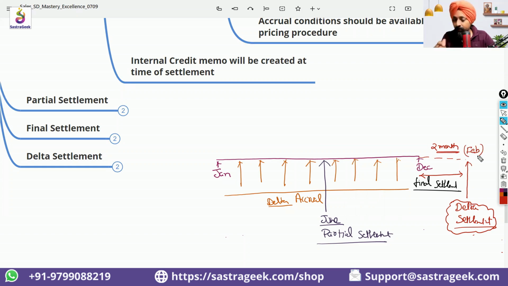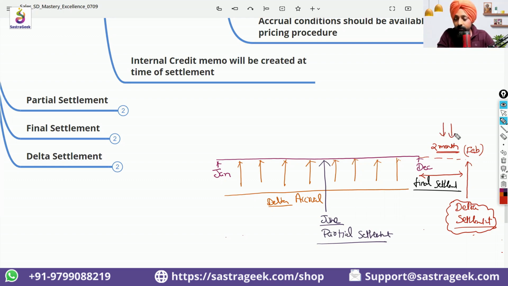This delta settlement, you need to define the time period in the configuration, that how much time is allowed for the delta settlement. It is not like that you have closed the settlement on December and then next year or next to next year you came and say that I want to do the delta settlement. It can happen in a defined time period.